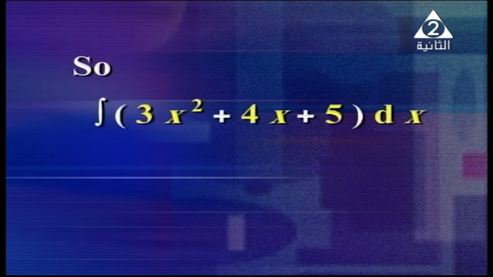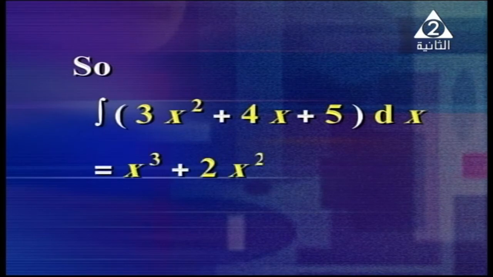So that look at the integration of the function 3x squared plus 4x plus 5 dx by using the definition. 3x power 3 over 3 equals x power 3, 4x power 2 over 2 equals 2x power 2. Integration of the constant 5 is 5x plus c, c is the constant of integration.